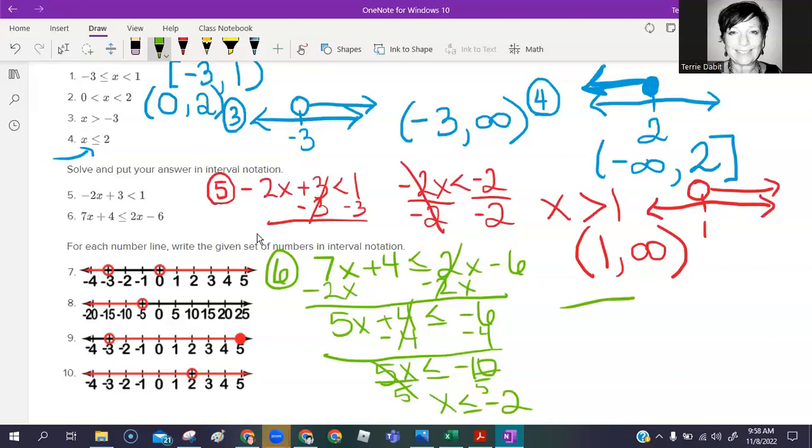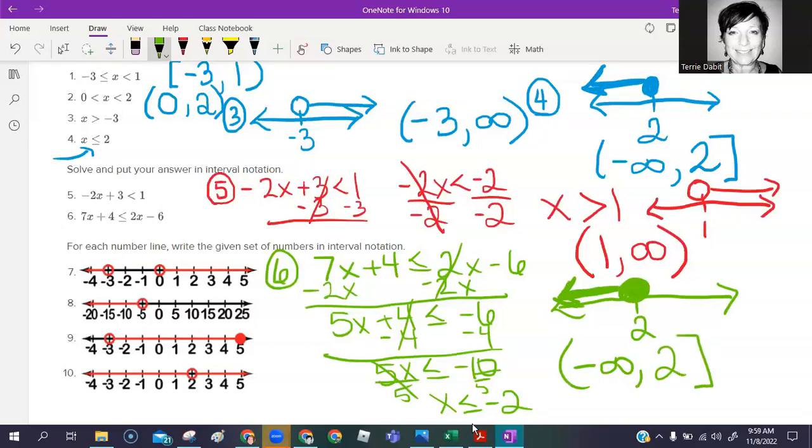If you want to see the graph of that, at negative 2, we have a closed circle. And then it says all the values are less than negative 2. So therefore, we're going to graph to the left. And if I wrote that in interval notation, I start at negative infinity and end at negative 2. And negative 2 has a bracket since it is a closed circle.